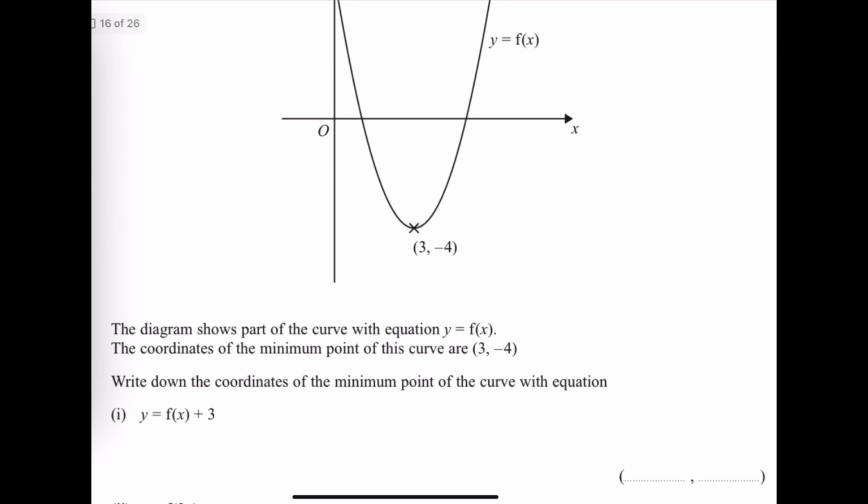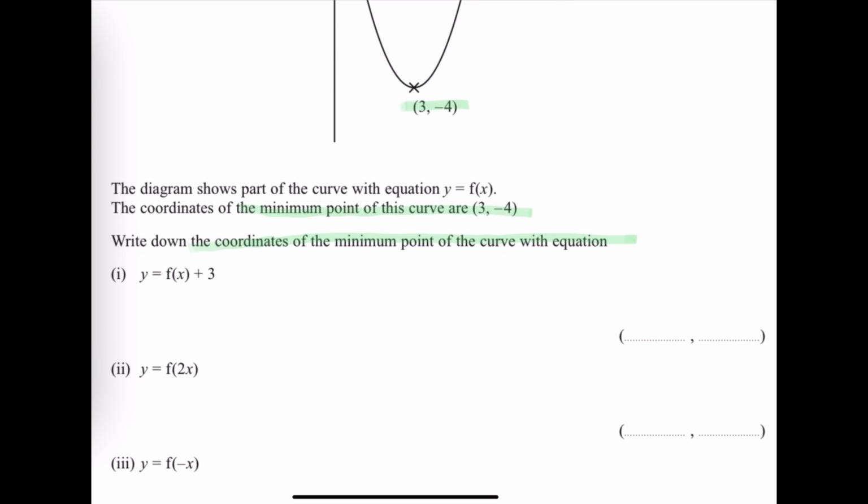17. The diagram shows part of a curve of the equation y equals f(x). The coordinates show a minimum point of the curve, which is 3, minus 4, which is over here. Write down the coordinates of the minimum point of the curve with this equation.